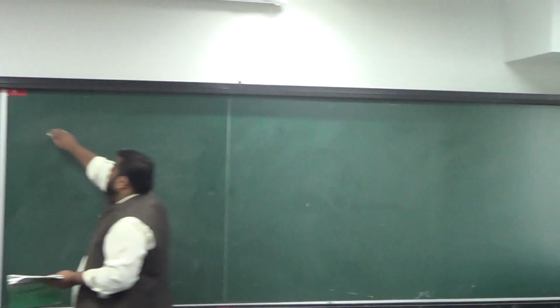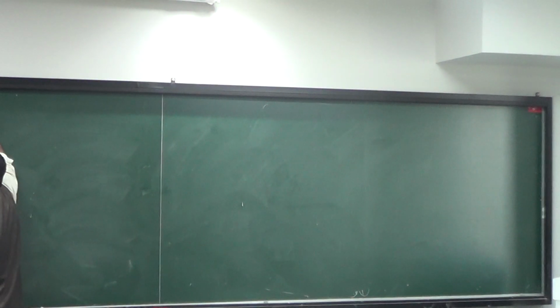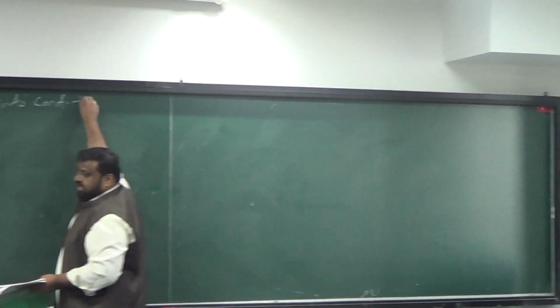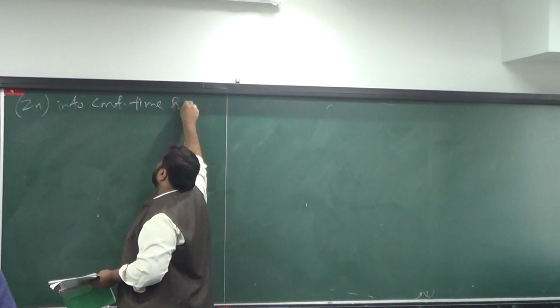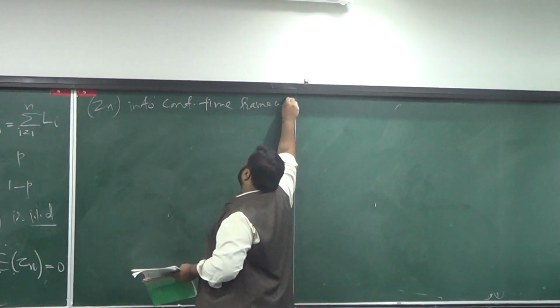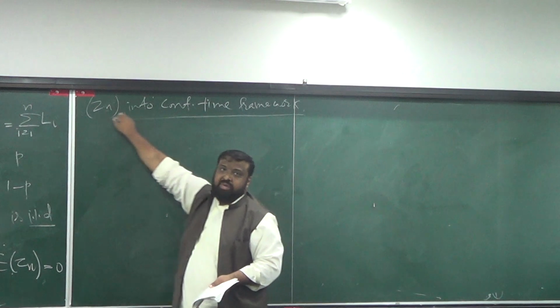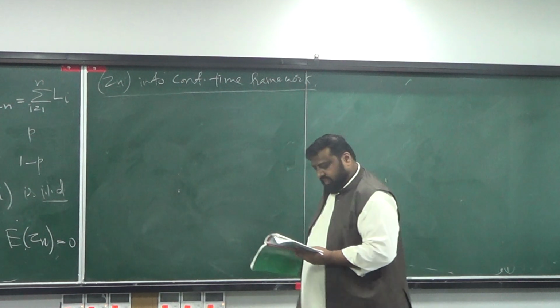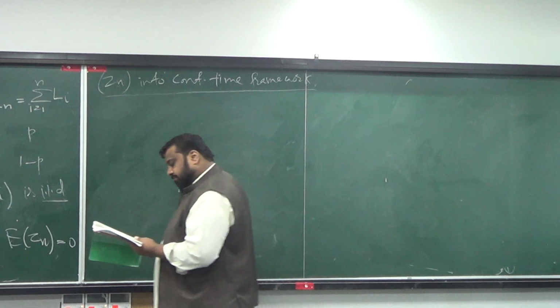I would like to bring this Zn into a roughly continuous time framework. It's like passing the limit. Doing the same thing, but doing it frequently. So how can I start?